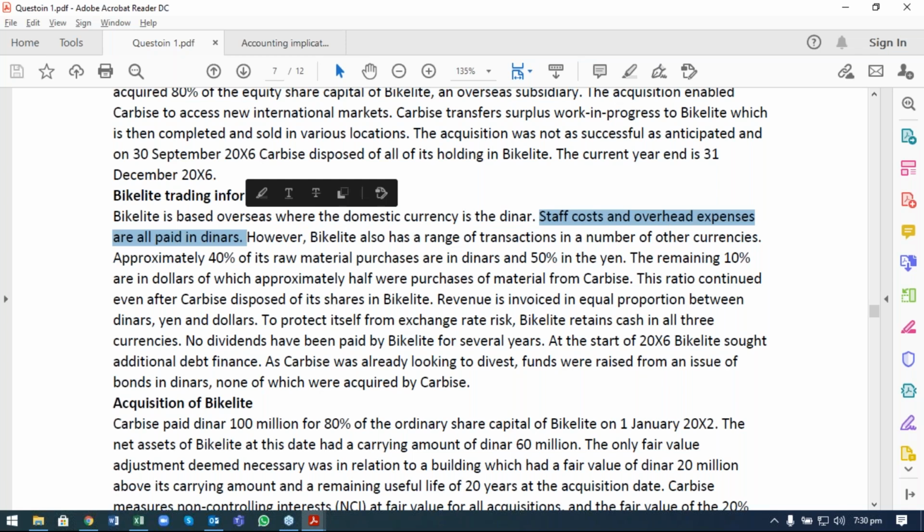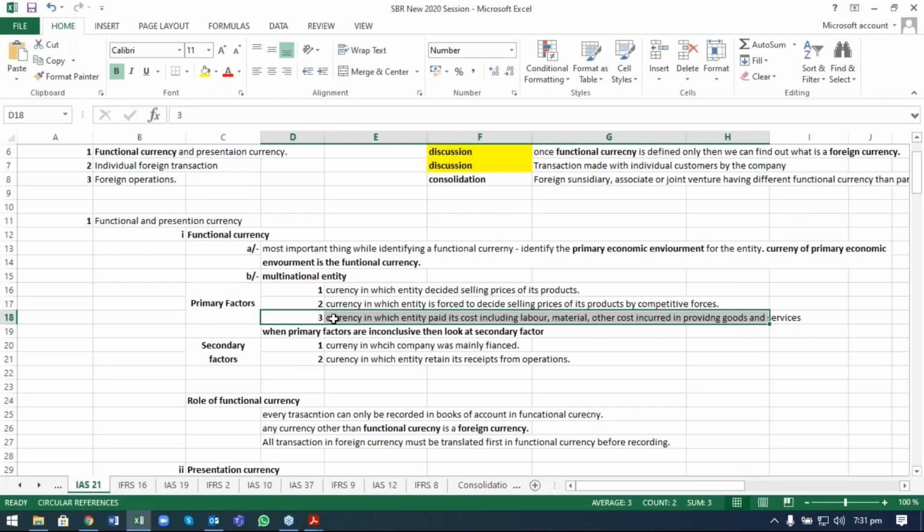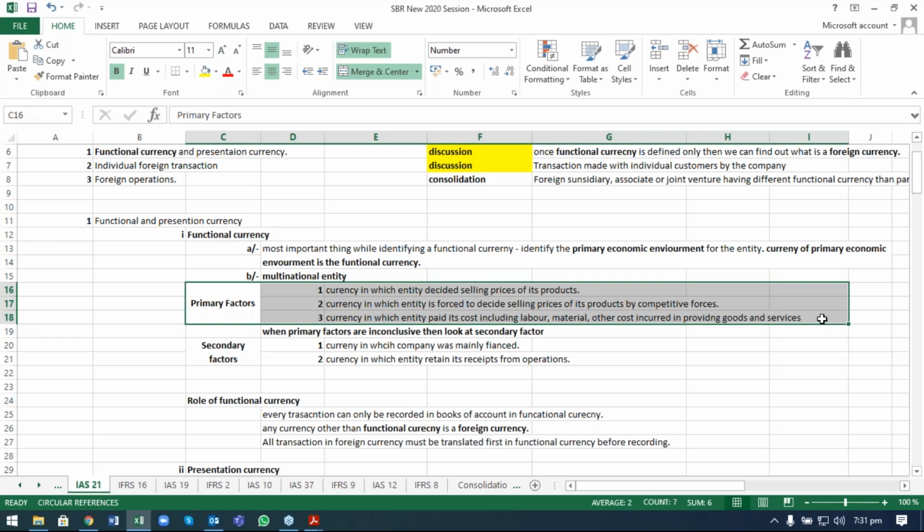That's one criterion that is met, while the company is paying for its raw material in different currencies, which is one of the major costs. The company is paying 40% for the raw material in dinars, 50% in yen, and 10% in dollars. So there is another conflict for the last primary indicator. It means from the primary factors, we might not be able to identify the functional currency of the company, because there is confusion.